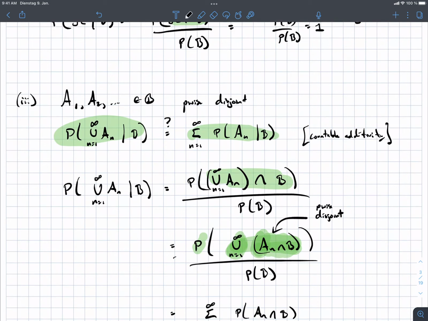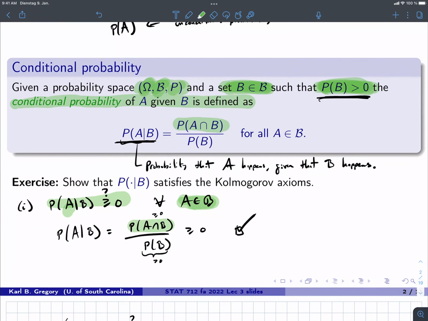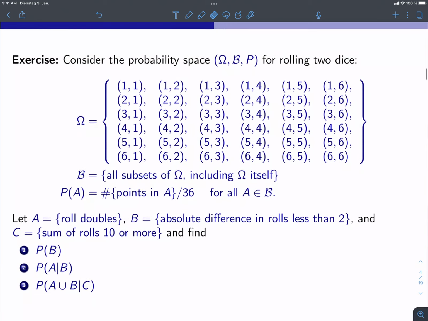Okay, so we've got a legitimate probability function when we choose some event B on which to condition, and then we want to compute these kind of updated probabilities for an event conditional on the event B. Let's just do an example to see how this works. So consider this really simple situation where we roll 2 dice. It has this probability space. Here's the sample space of all the outcomes. The sigma algebra we should use is all subsets of omega, including omega itself.